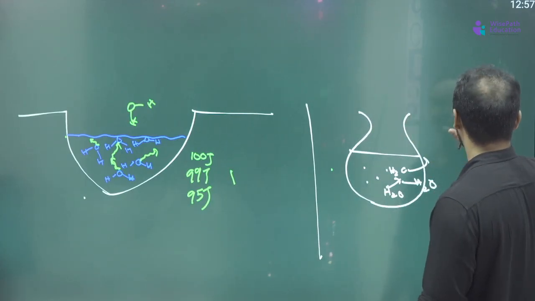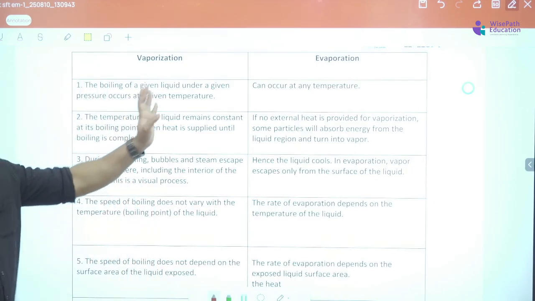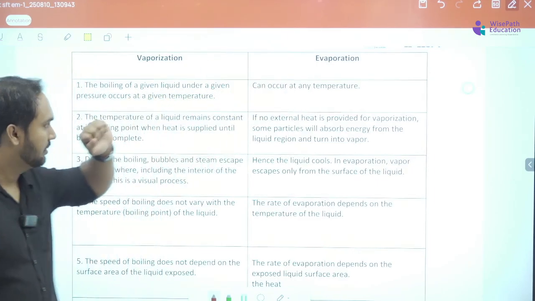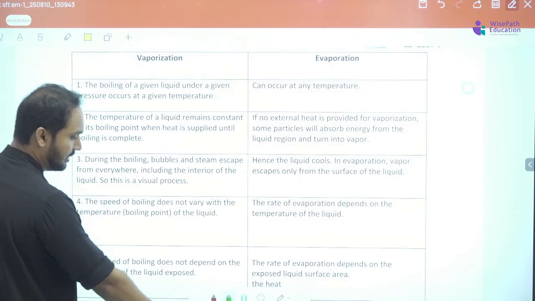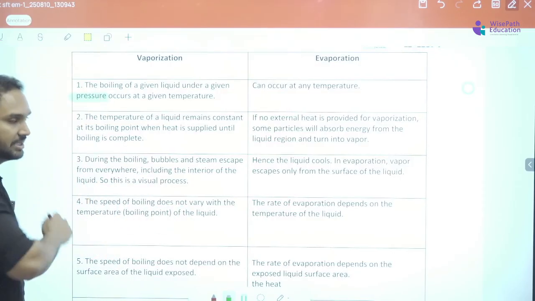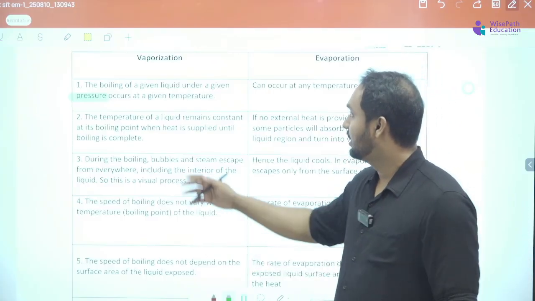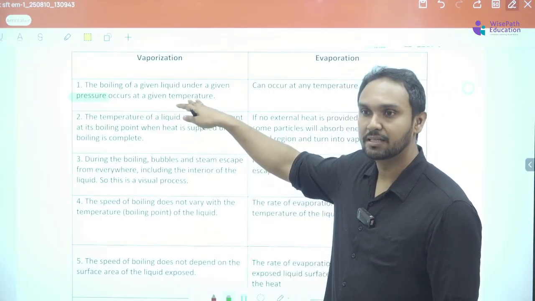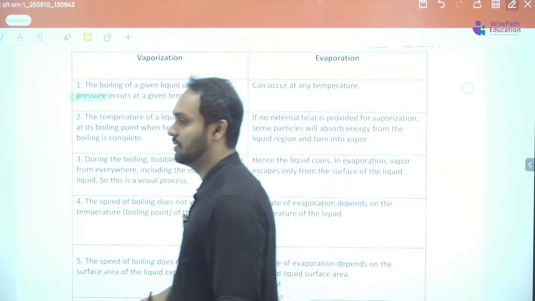So yeah, that's it. So come to the theory. This is vaporization, this is evaporation, right? Now we'll discuss this. The boiling of a given liquid under a given pressure occurs at a given temperature, right? Usually the given pressure is 1 atm, or 1 atmospheric pressure, and the temperature of boiling is how much? 100 degrees Celsius. I'll come to this point as well.